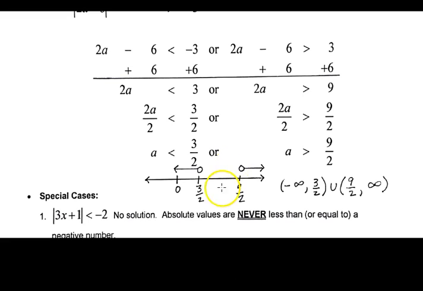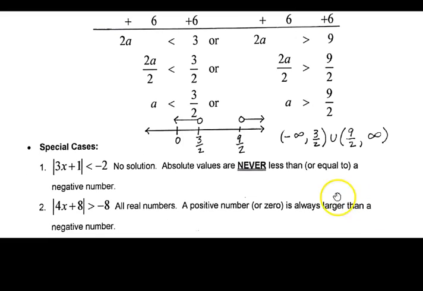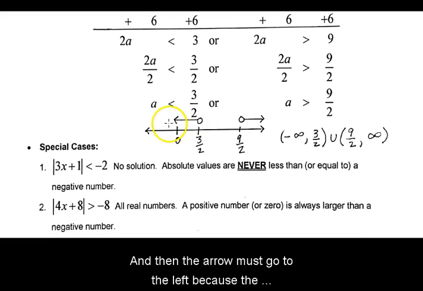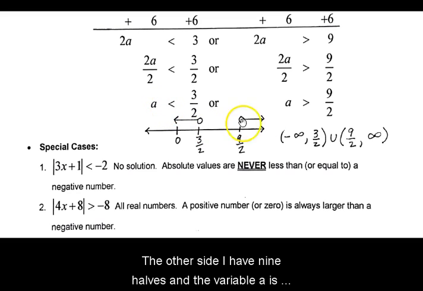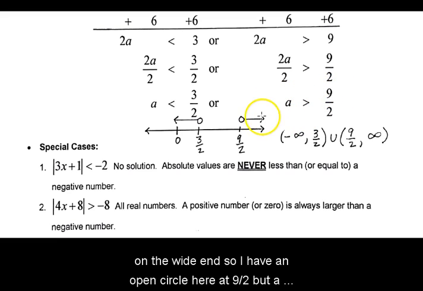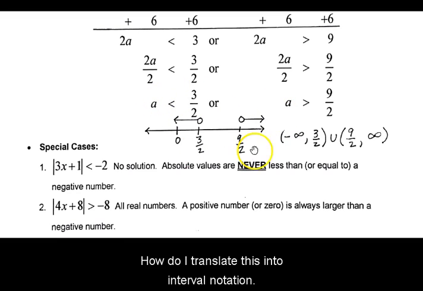Here you'll see that I have 3/2 with an open ball at 3/2. And then the arrow must go to the left because the variable a is on the little end. The other side, I have 9/2 and the variable a is on the wide end. So I have an open circle here at 9/2, but a, the variable, is on the wide end, which is go right. How do I translate this into interval notation?